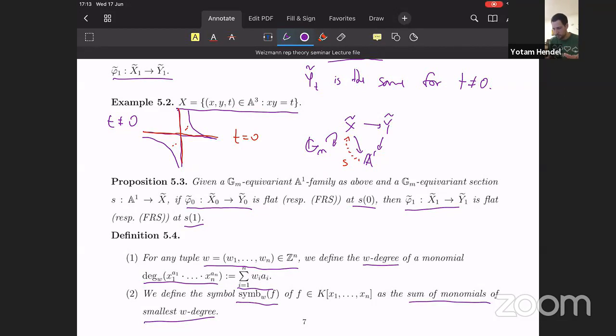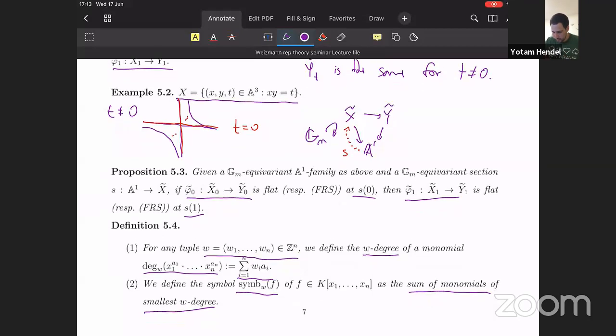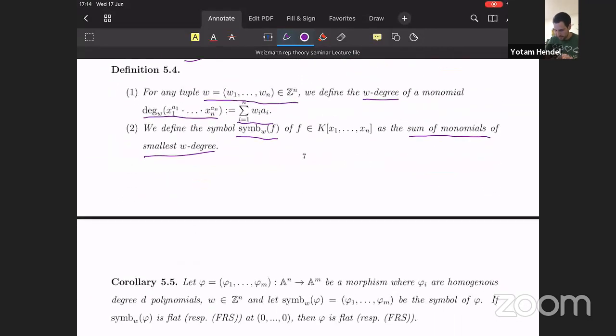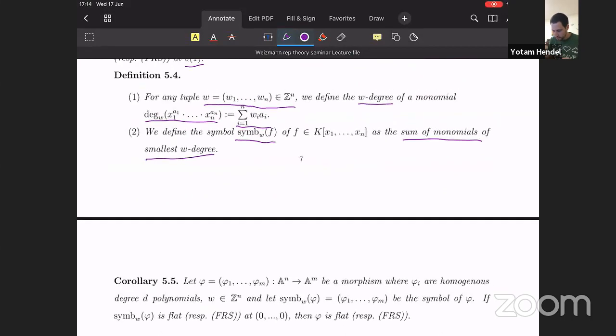I choose some nice tuple of integers, and then I take the symbol with respect to them, and I get something which, on the one hand, might be significantly simpler. On the other hand, it might not be. It might be much more singular. So, for example, it might not be reduced. But I'll have some hopefully illustrative examples soon. And soon is just like below this corollary.